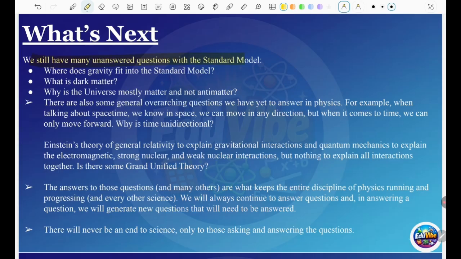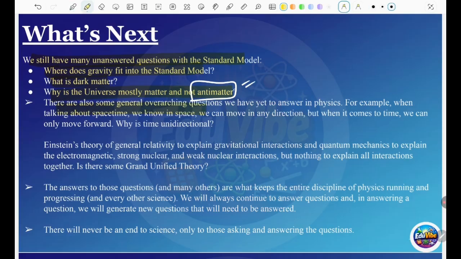So we still have many unanswered questions with the standard model. When we end the topic of the standard model, I will quickly discuss: where does gravity fit in the standard model, what is dark matter, and why is it mostly matter and not antimatter, because we discussed antimatter and used antiparticles in that. All of these questions are still there.